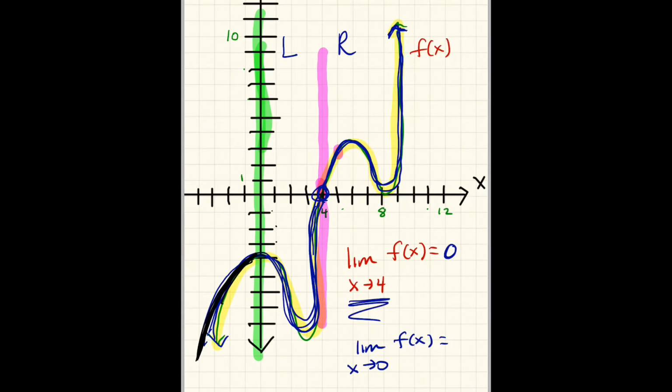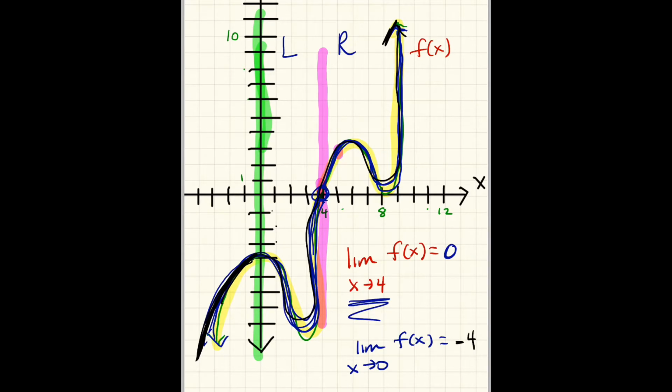What happens when I approach 0 from the right side? So I'm going to follow this long graph, and when I get to 0, I approach the same number. So my answer would be negative 4. And that's how we do limits.